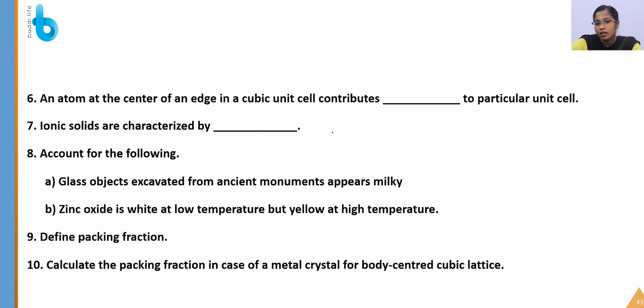And next, the ionic solids are characterized by what? So ionic solids are characterized by the solubility of the substance, okay. And next is, account for the following. Mostly you'll be getting this type of questions only. Most questions will be the reasoning questions, okay.